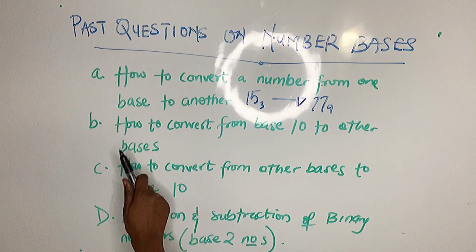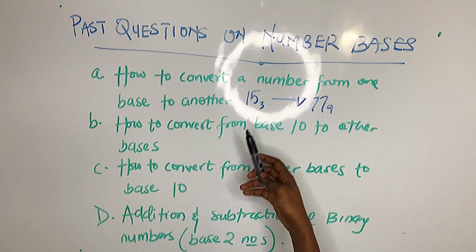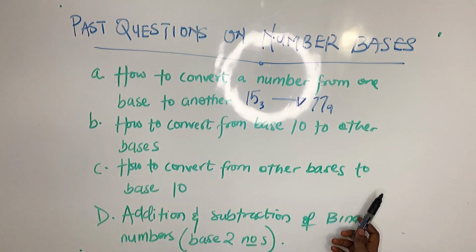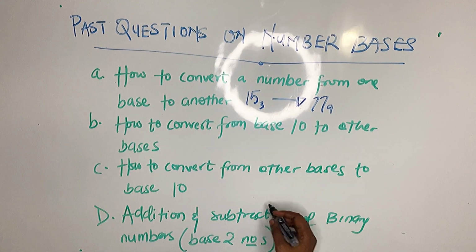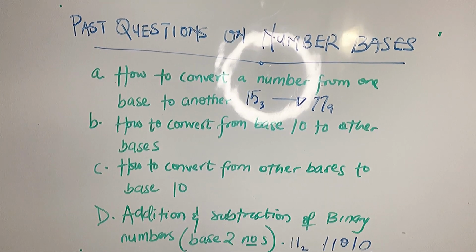You also will have learned how to convert from base 10 to other bases, and from other bases to base 10. You'll also be learning the addition and the subtraction of binary numbers. Now, binary numbers are numbers that are in base 2, for example, 11 base 2 or 11010 base 2. Numbers like these are binary numbers. We'll learn how to add and subtract these numbers in this tutorial. So, let's get into the first one.